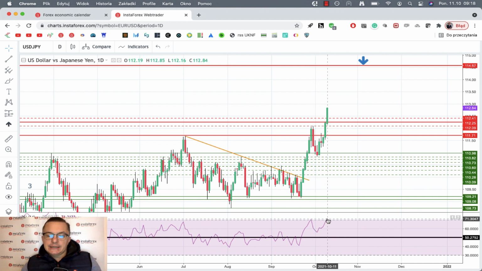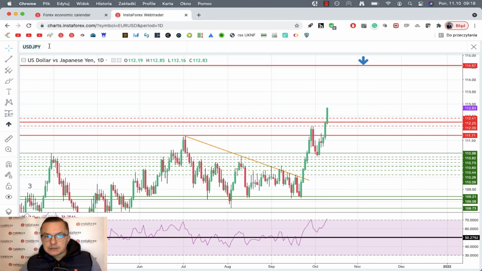It doesn't matter what the RSI says now, because the market is trending. It's not a consolidating market. It's not a market in a horizontal trend or trendless. This is a trending market. The trend is up, and that means the momentum is very strong. So 114.57 is the next target on the US dollar to Japanese yen.